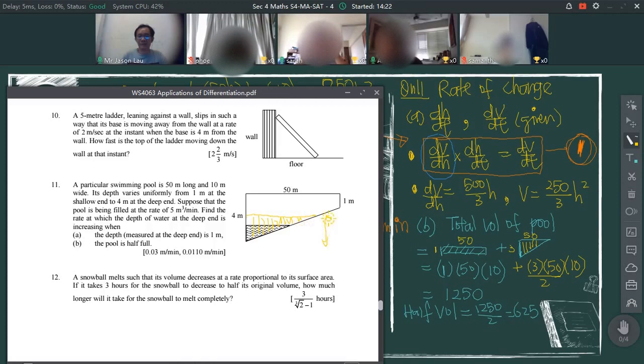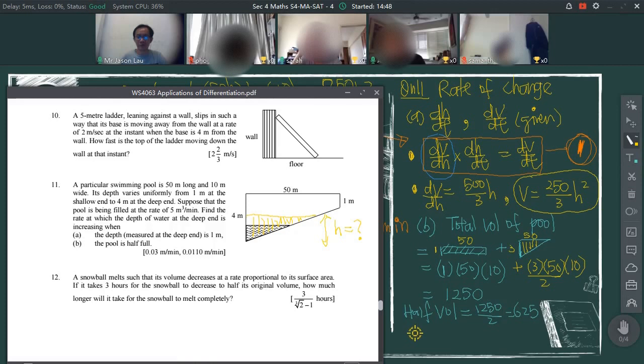Then what is the depth? Okay, so that's the main concern we are looking at. Because once you know the depth, then we can find the dh/dt using the chain rule because of our previous parts, all done. Yeah, so now we go back to the question. The volume is this one. We no need to recalculate again, we already calculated just now. Okay, so the volume is 250 over 3 h squared. So we let 250 over 3 h squared equal to 625. Yeah, then we find the h.